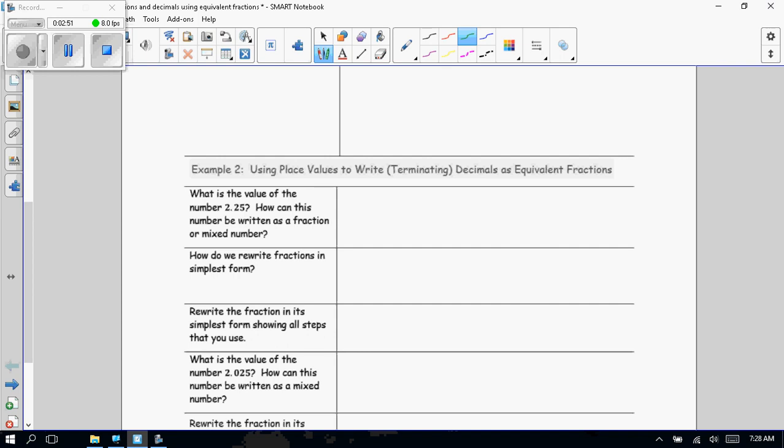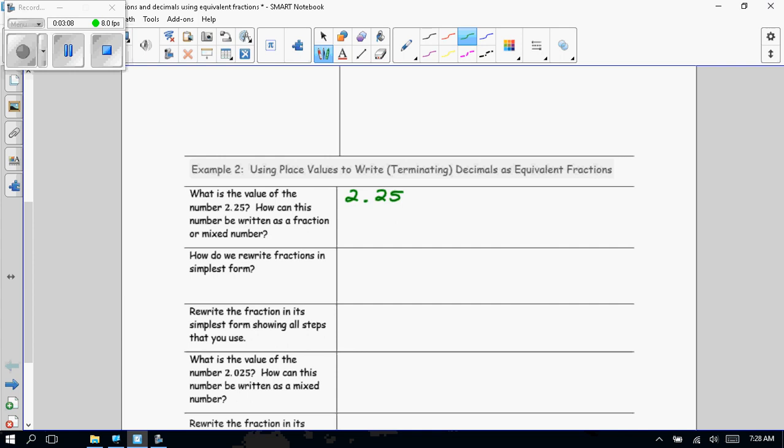It says, what is the value of the number 2.25? How can this number be written as a fraction or a mixed number? Well, obviously the 2 is a whole number, so we're not going to deal with that, but I want to talk about the 0.25. I want to show you how to use place value to help you write this.